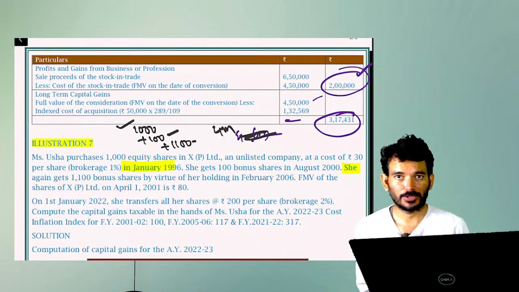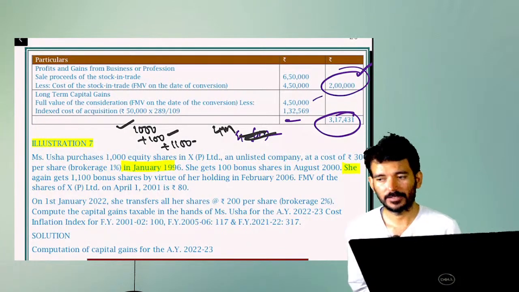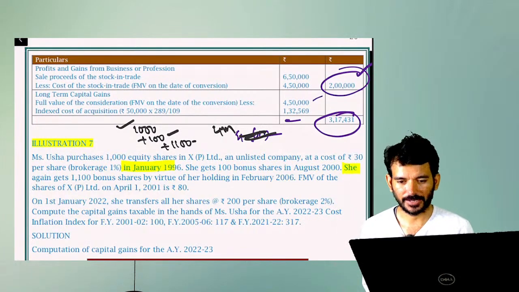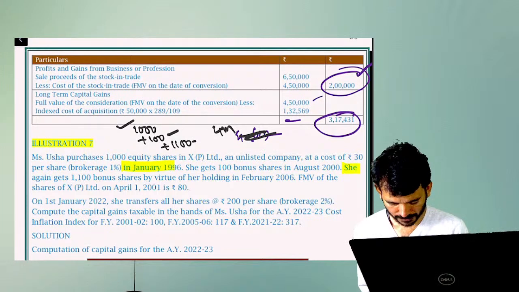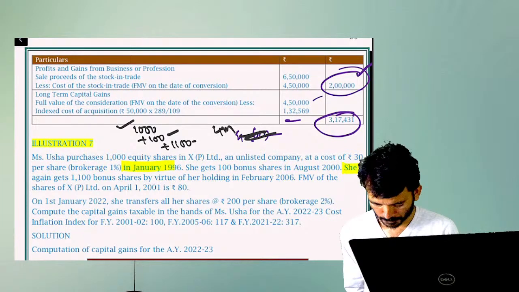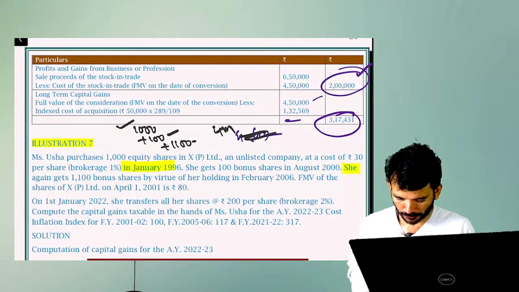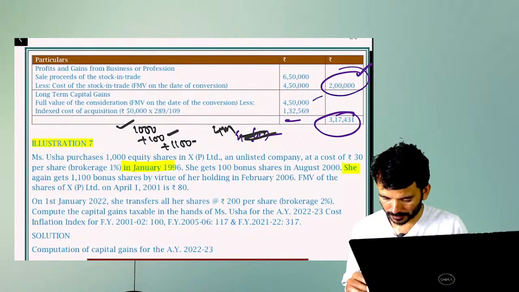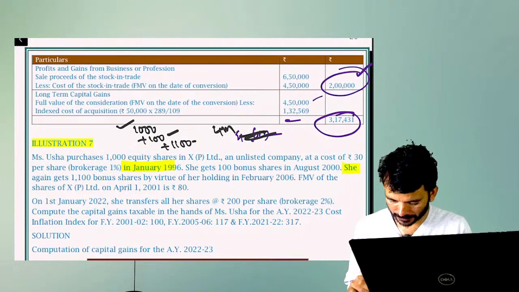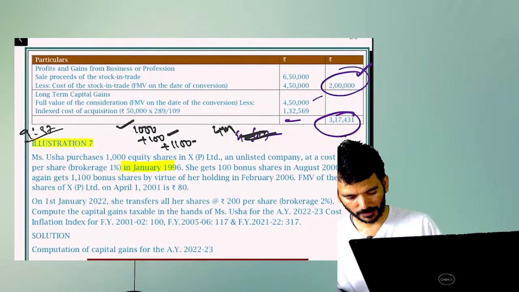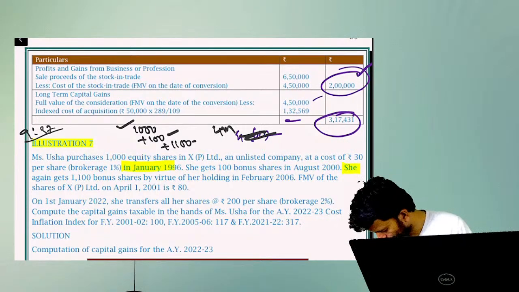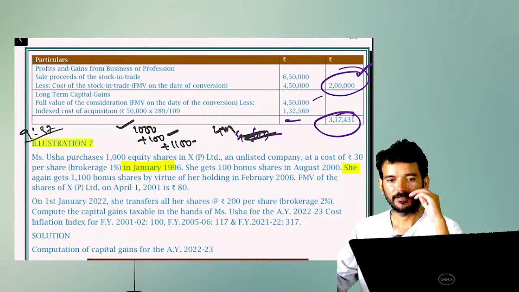Hello guys, this is the question relating to bonus shares. You need to find out what is your capital gain with the 3 different things. It is 9:34, so I will start my answer at 9:37. So 3 minutes are there. Let's see who can do it.